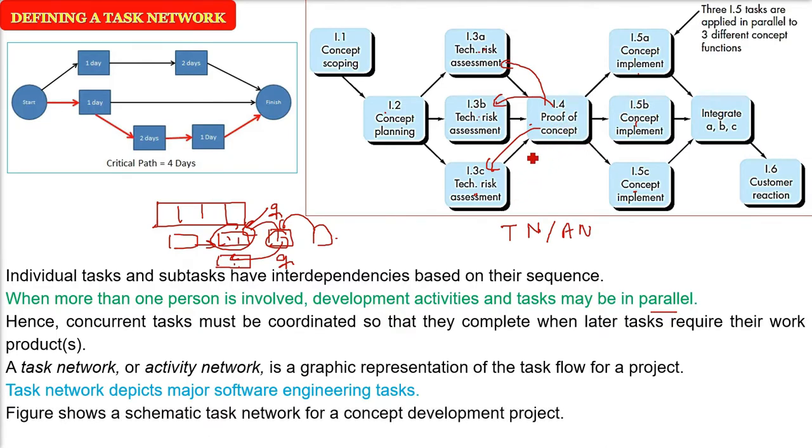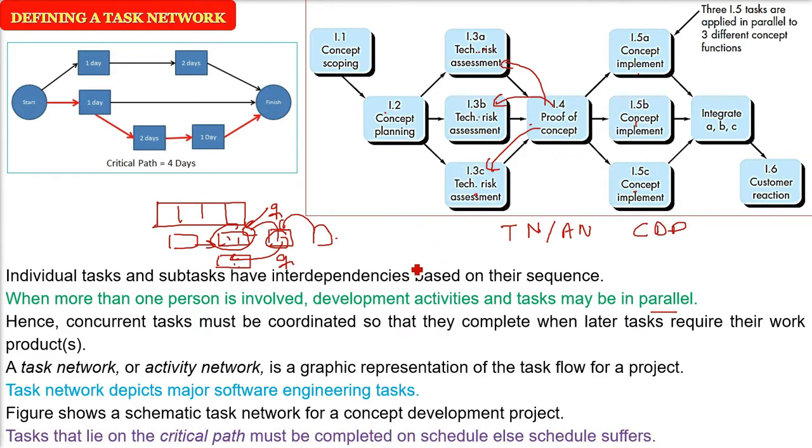And you see here, this is a schematic task network for a concept development project. I told you about 5 projects. This is for the new technology or new business idea. Tasks that lie on the critical path: the longest path possible in this network is called the critical path. So tasks that lie on this critical path must be completed on schedule, else the schedule is definitely going to suffer. You have to do all these tasks at the first go. Others, they may not lie on the mainstream, they can be deferred.